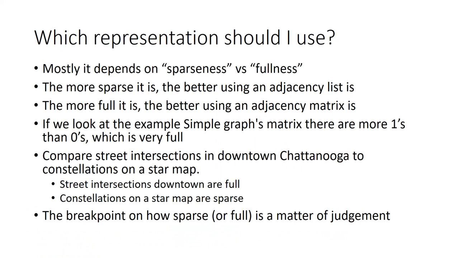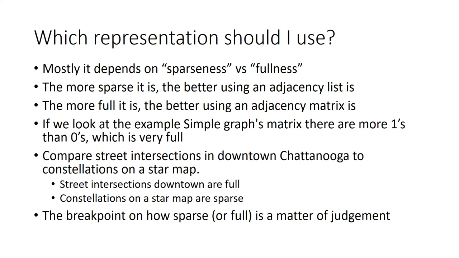So the next obvious question, since we have 2 representations, is which representation should I use? Mostly it depends on sparseness versus fullness. The more sparse a graph is, the better using an adjacency list is. The more full it is, the better using an adjacency matrix is. If we look at the example of the simple graph's matrix, there are more 1s than there are 0s, which is very full. We're using almost all the space. There's not a lot of wasted space in it.